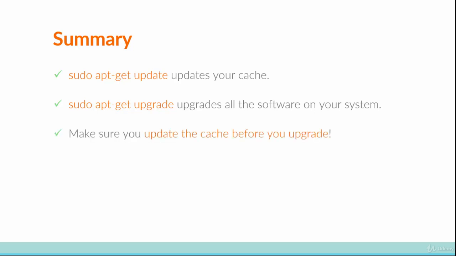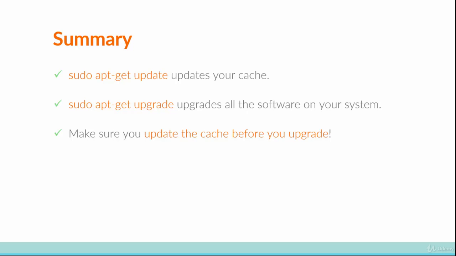But something that you need to bear in mind is that you need to update the cache before you upgrade, because otherwise you'll be upgrading all your software to not the most up-to-date versions, and you want to be able to update your software to the most up-to-date versions. And in order to do that, you need to have up-to-date package lists. So to update those lists, you update your cache, and then when you've updated your cache, you can upgrade your software. So bear that in mind. Always update your cache before you upgrade your software.